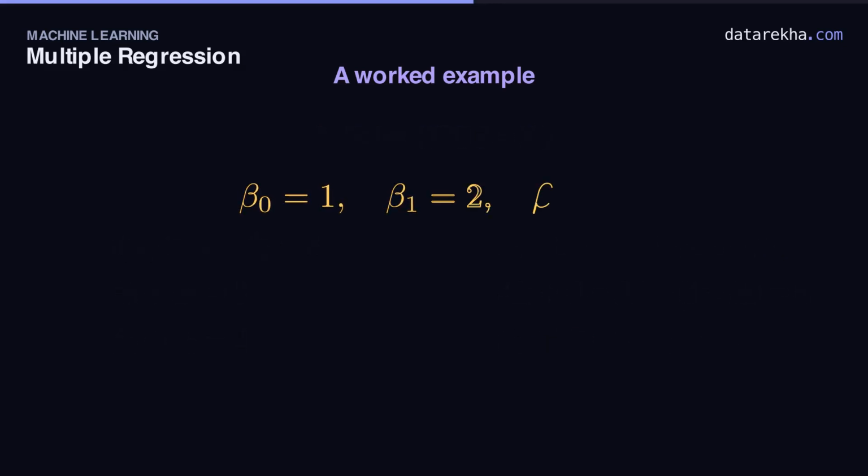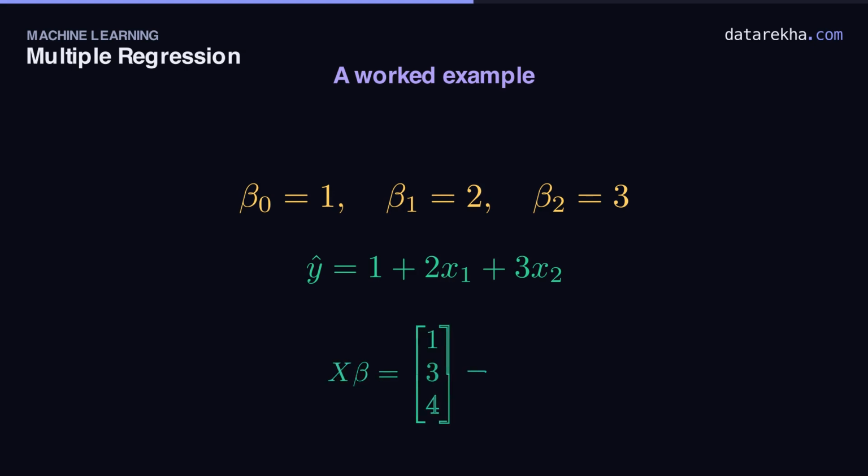Back substitute and beta 1 is 2. Beta 2 is 3. There they are. The intercept is 1. The first slope is 2. The second slope is 3. Our fitted plane is y hat equals 1 plus 2 x1 plus 3 x2.